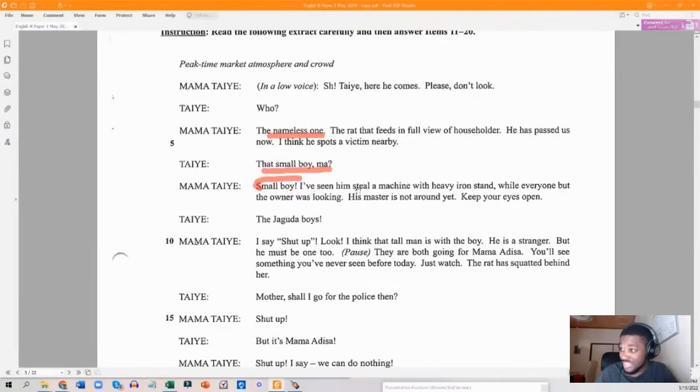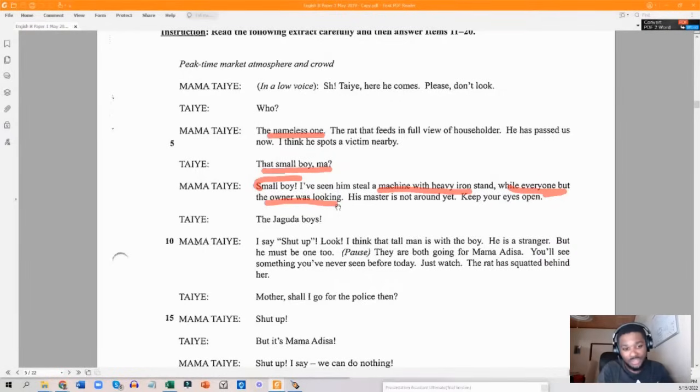And then look at this. "I've seen him steal a machine with heavy iron." So a machine with heavy iron. It's not as if this boy stole a pen or a purse. This guy stole something that it's almost impossible to steal, such a big heavy machine, with no one seeing. How could this small boy steal such a thing without being seen or caught by the owner? And look at this: "Everyone but the owner was looking."